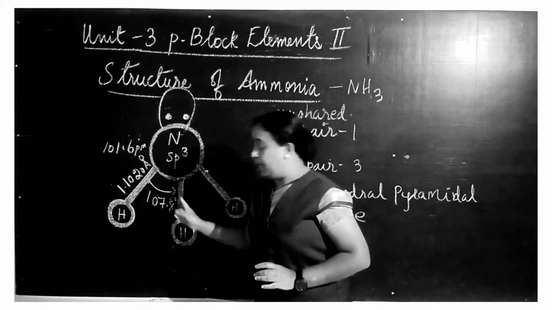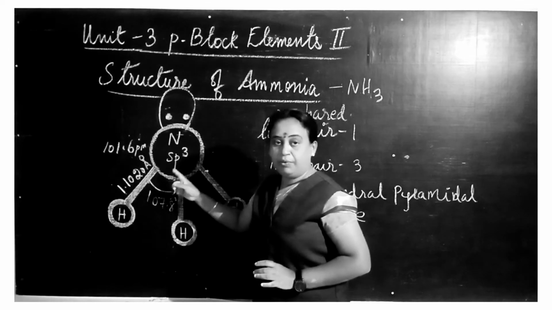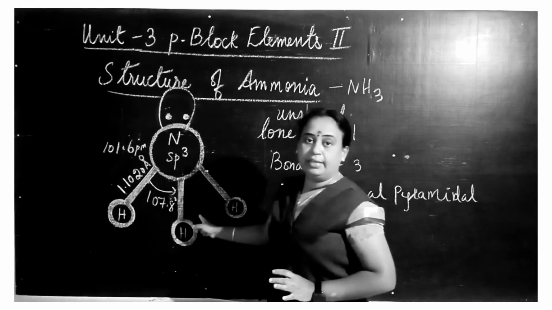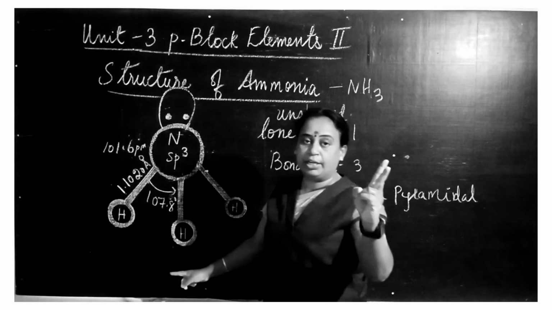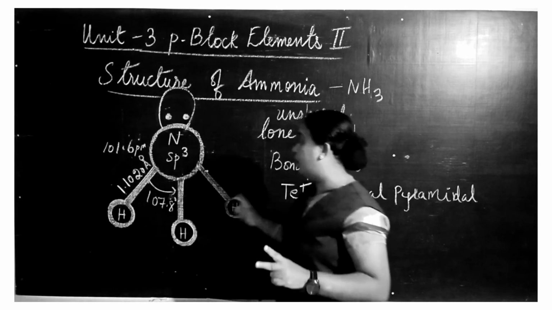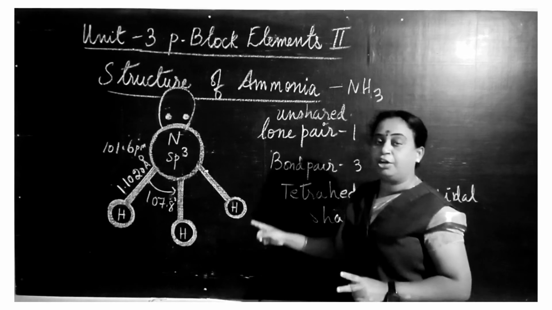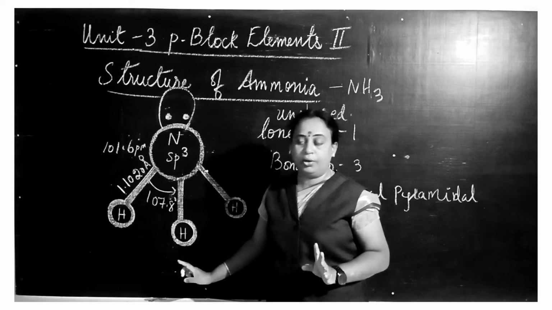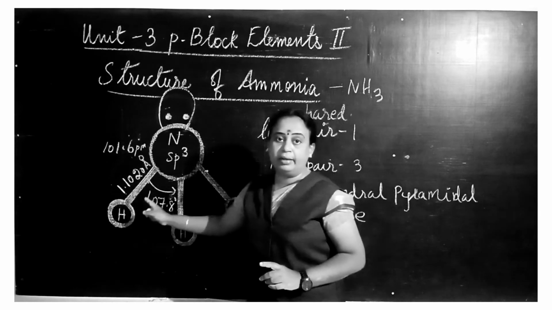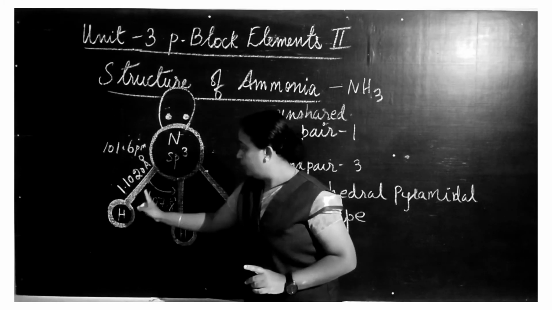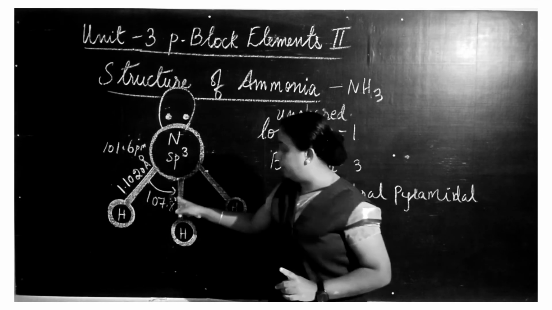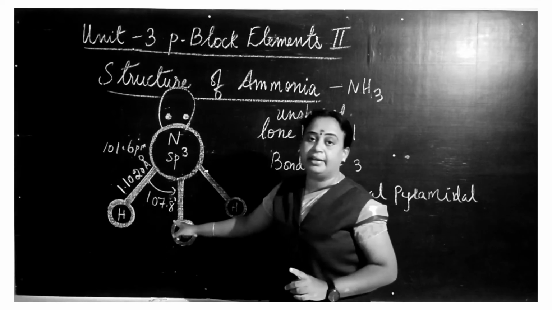Now there are 3 bonds between the nitrogen and hydrogen atoms. Each bond contains 2 electrons, a pair of electrons. So likewise 3 bonds are there, that means 3 pairs of electrons are involved in the bonding of nitrogen and hydrogen. So 3 bond pairs are there. Then the bond angle between this bond and this bond is 107.8 degrees.